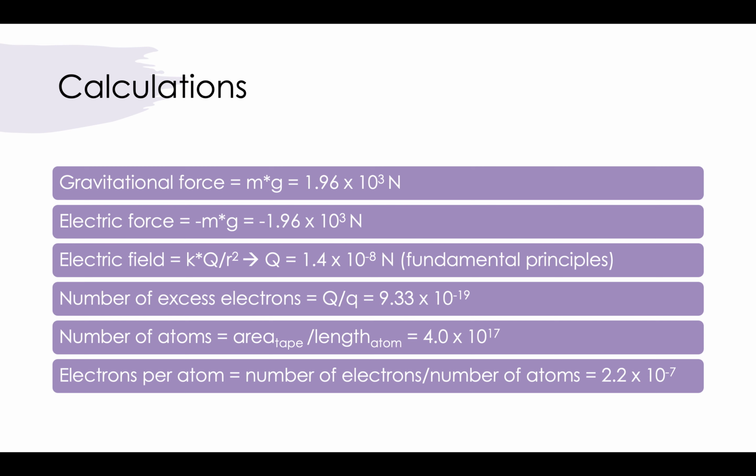The number of atoms is equal to the area of the tape divided by the area of the atom, and that's equal to 4.0 times 10 to the 17. The electrons per atom came out to be 2.2 times 10 to the negative 7, and this was solved by number of electrons divided by number of atoms.